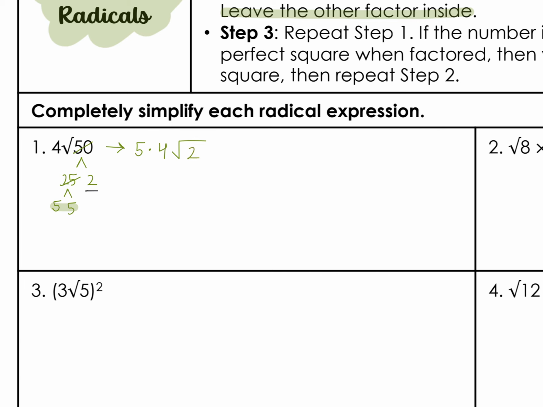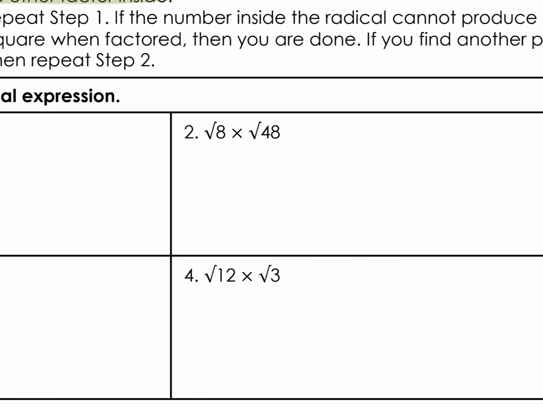Okay, so now we just need to simplify. We'll have 5 times 4, which will give you 20, square root of 2. And there you have it. Our answer for number 1 is 20 root 2. All right, moving on to number 2.